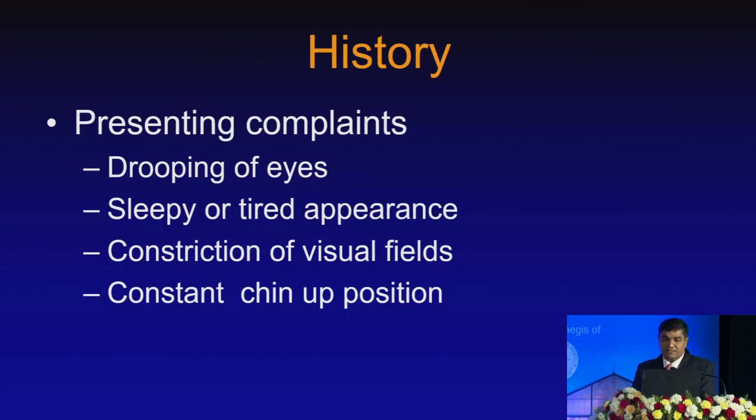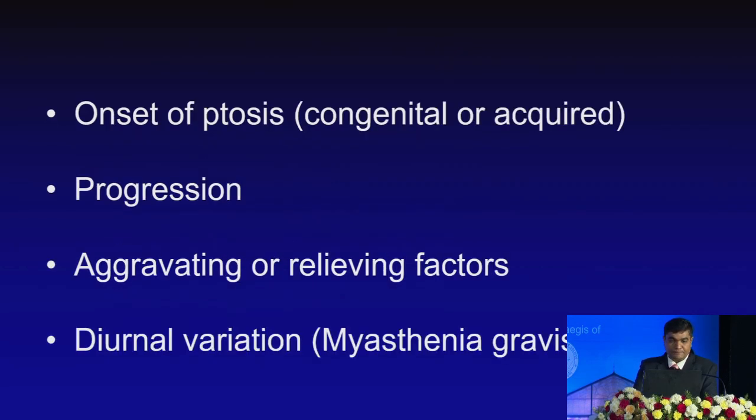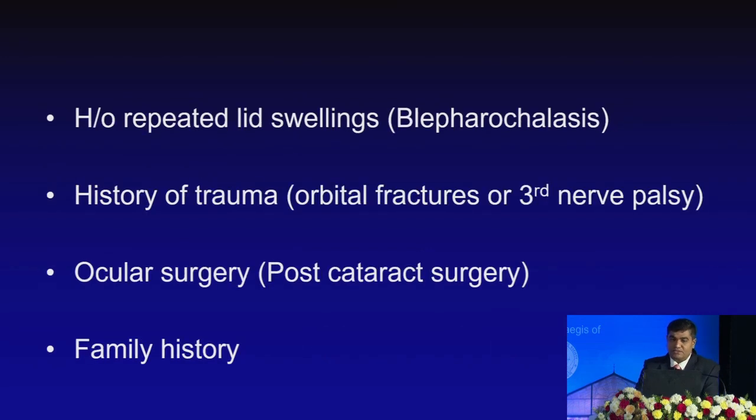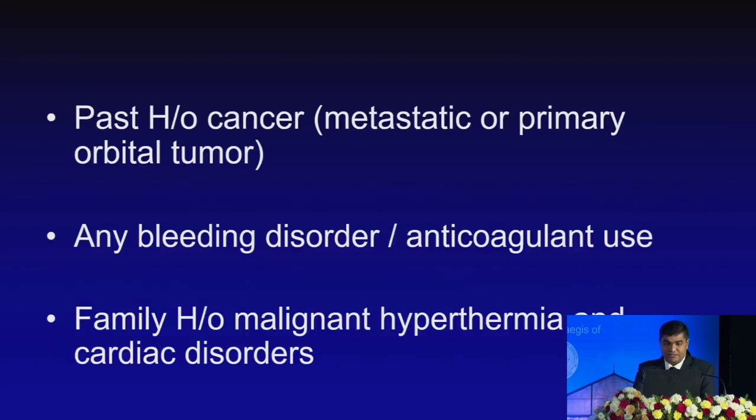History: presenting complaints, commonly it will be drooping of eyes, sleepy or tired appearance, constriction of visual fields, or a constant chin-up position. Onset of ptosis, we'll come to know whether it is congenital or acquired, progression, aggravating or relieving factors, diurnal variations, history of repeated lid swellings, especially to rule out blepharochalasis, history of trauma for orbital fracture or third nerve palsy, any ocular surgeries, family history, past history of any cancers, any bleeding disorders or anticoagulant use, family history of malignant hyperthermia or cardiac disorders.